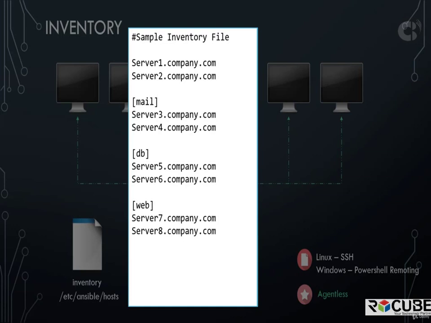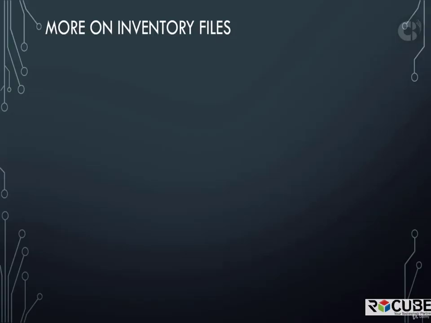Finally, you can also have a group of groups. In order to define a group of groups, follow the same pattern as group creation, except in this case you must add a colon followed by the keyword children to the parent group's name. In this case, I would like to create a group named all_servers that contains all servers in the groups mail, DB, and web. And so I define the group name all_servers within the square brackets followed by a colon and the keyword children.